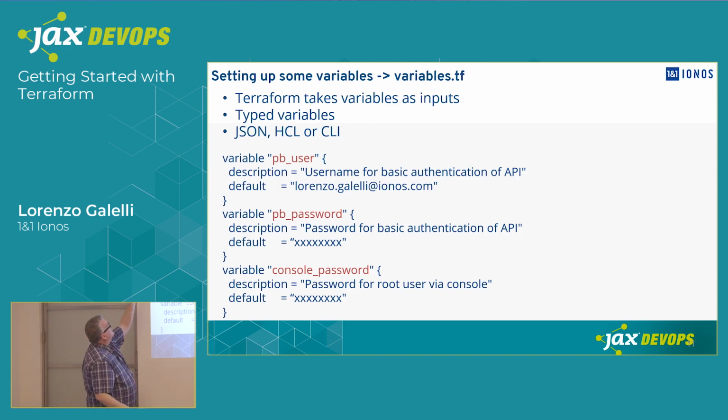So here we're doing the same. We've got a variable. It's called PB user. This is the description for it, and this is the default value for that PB user. So as I use that in the Terraform script, you'll see a declaration of that variable and its use in relation to the key value.